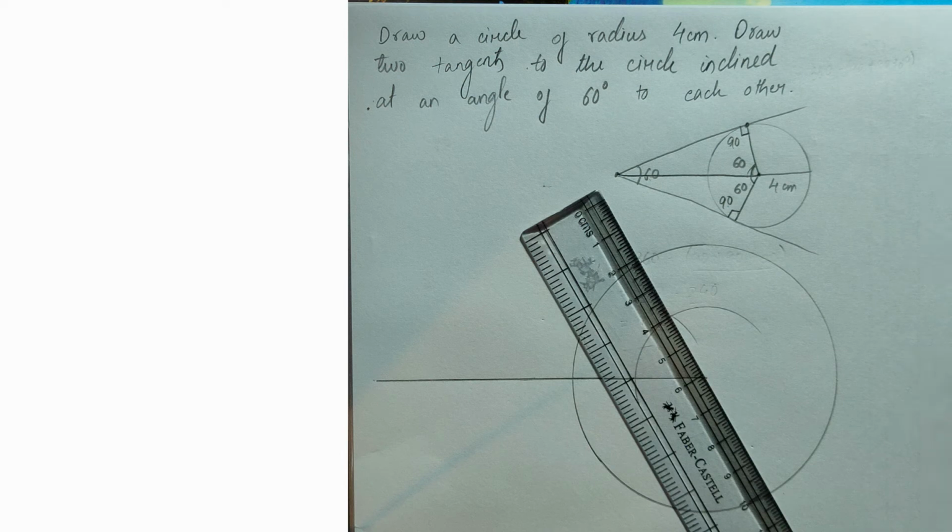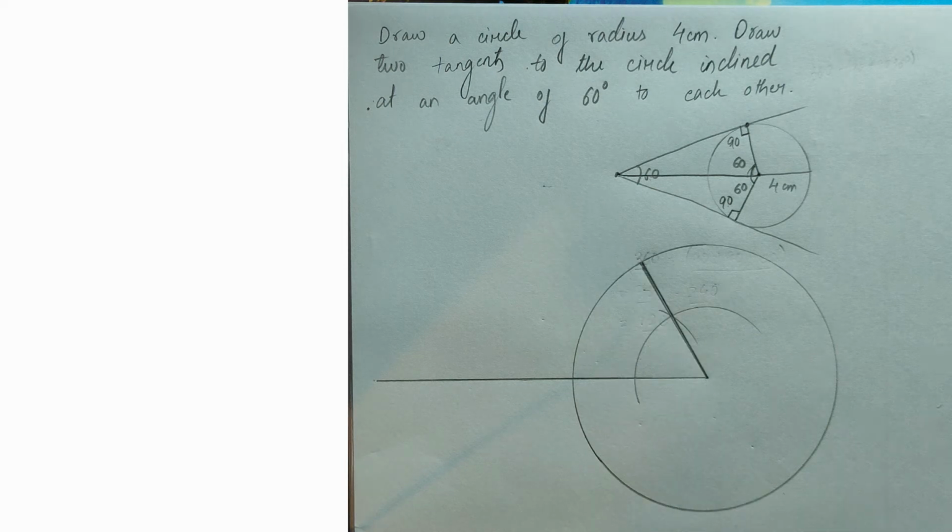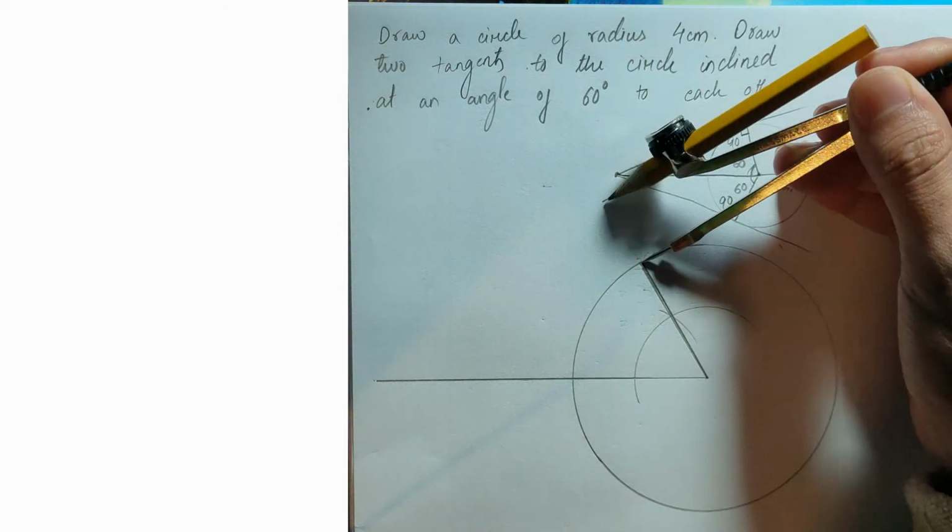Let us now join the extreme end and the point of intersection of the two arcs. Now the angle that is formed between the main line and the newly drawn line is 60 degrees. So this line can be treated as the radius. Now we know that the angle between the radius and the tangent is always 90 degrees at the point of intersection. So let us draw an angle of 90 degrees at this point.